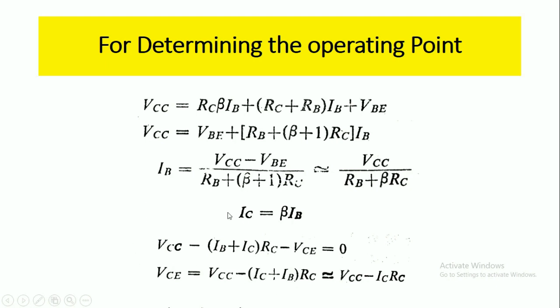So we get the collector current IC, which is nothing but the collector saturation current, and here we have that VCE on the DC load line. Like that, we can find the operating point for this collector to base bias circuit.